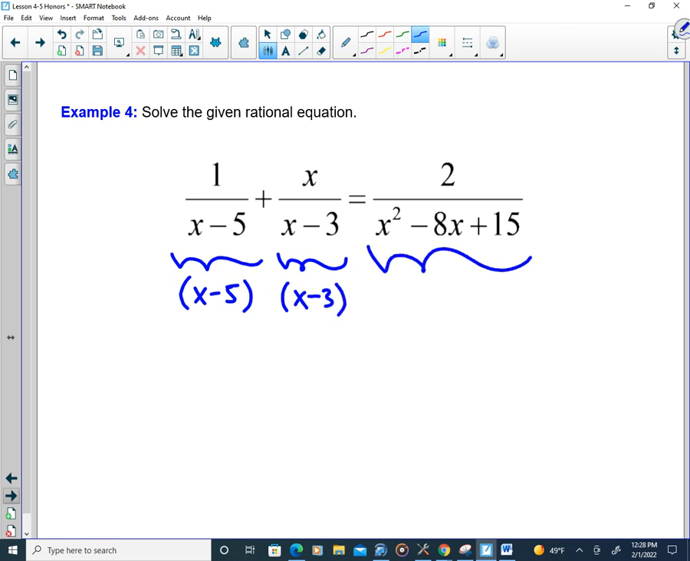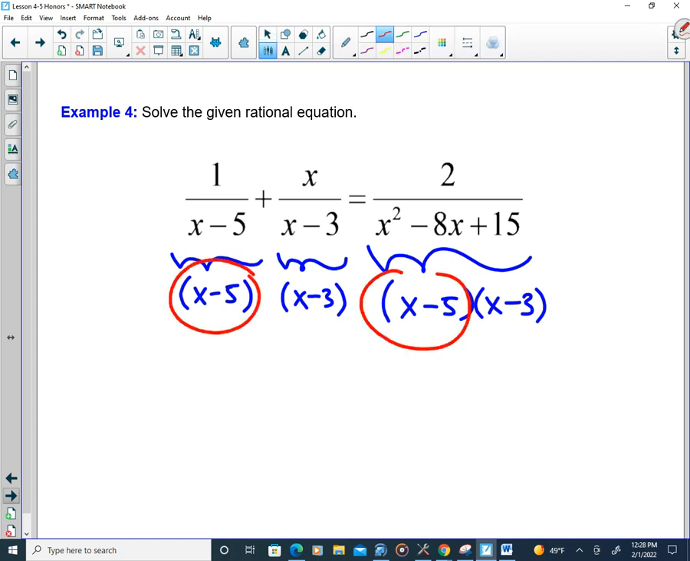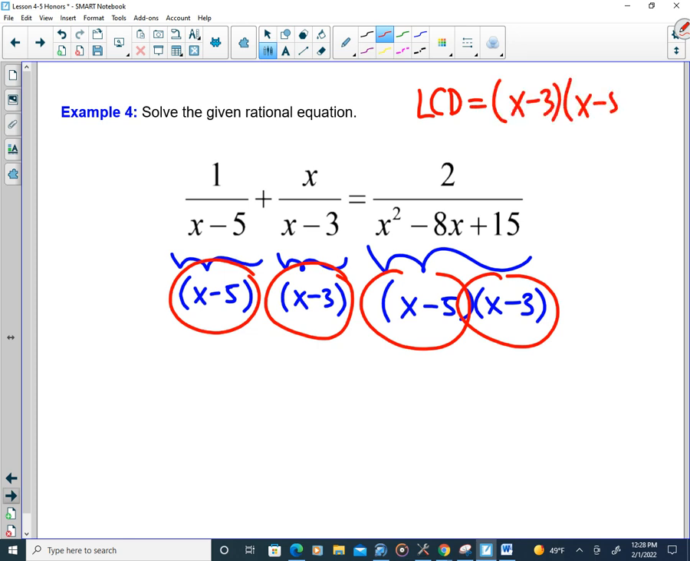But x squared minus 8x plus 15 can be factored to the quantity x minus 5 times the quantity x minus 3. All right, do any of my three denominators, look at them. Do all three of them have something in common besides one? No. So now let's pair them up. We have a pair of x minus 5, and we got a pair of x minus 3. So my LCD would be the quantity x minus 3 times the quantity x minus 5. So this is what I'm going to multiply the whole equation by. Okay?